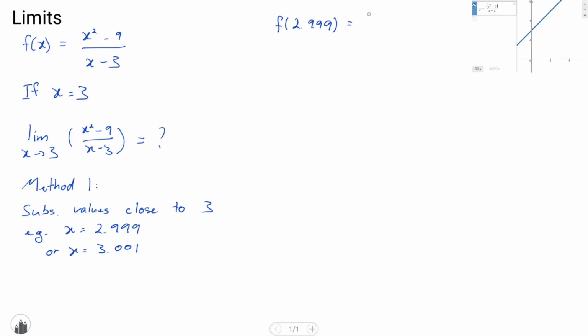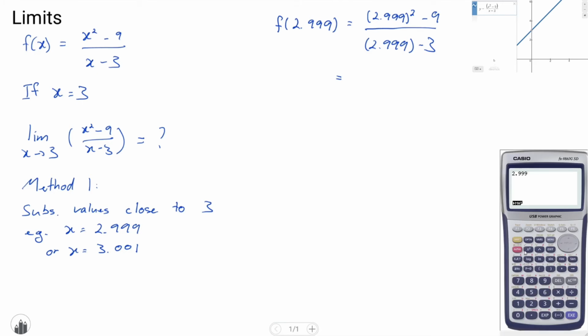Well, that would be then (2.999² − 9) / (2.999 − 3). What would that be? And again, for that you can just use your calculator to do the heavy lifting for you.